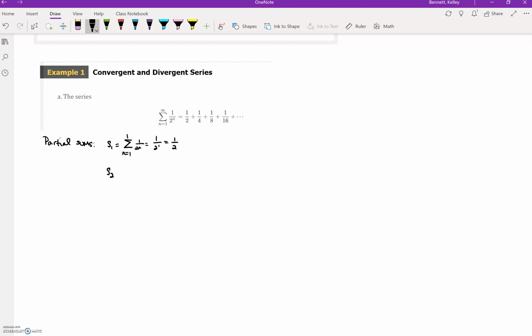And s sub 2 is the same thing, except we go up until 2. So 1 over 2 to the n. This is 1 over 2 to the first plus 1 over 2 squared, and this is going to be equal to 3/4. S sub 3 is equal to the sum from n equals 1 all the way up to 3 of 1 over 2 to the n. So this is 1 over 2 to the first plus 1 over 2 squared plus 1 over 2 cubed. So this equals 7 over 8.